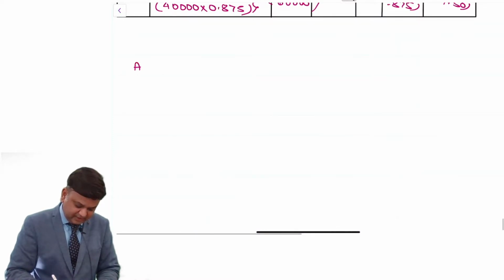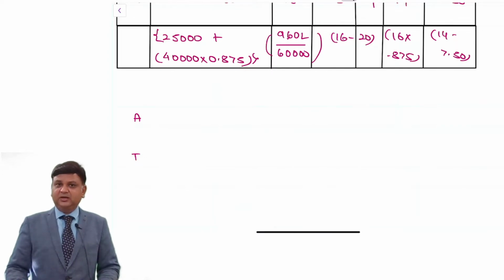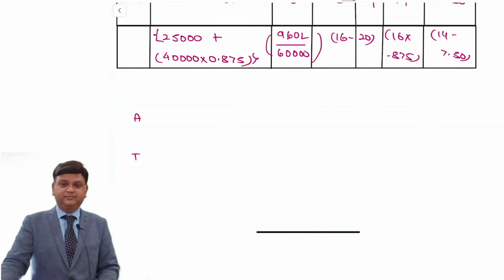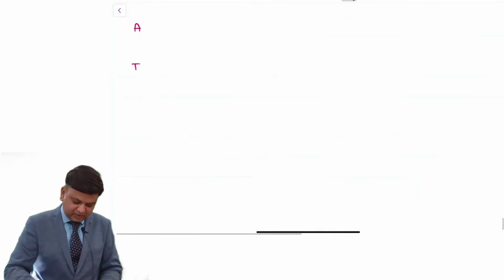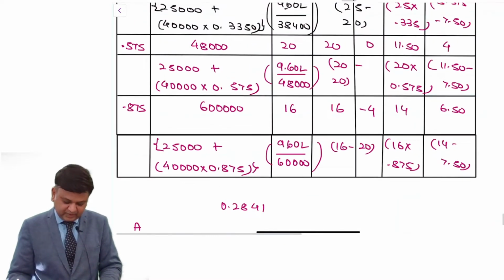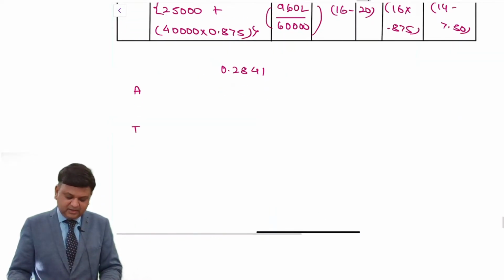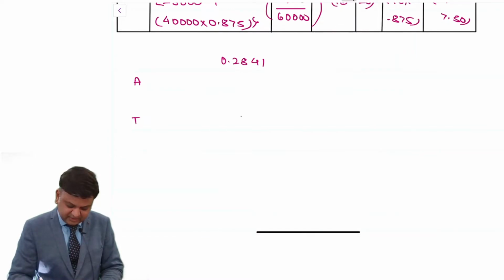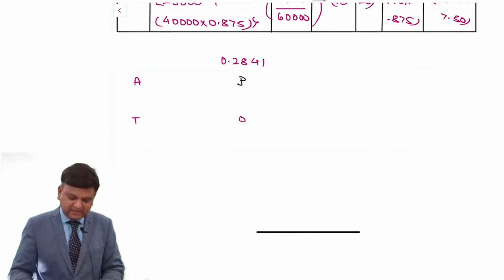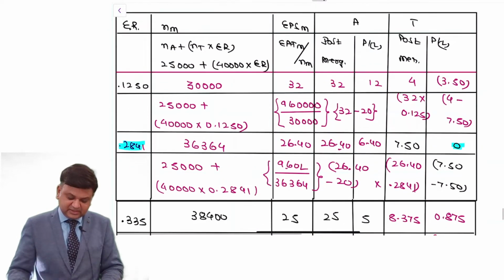I want you to tell me what is the minimum required exchange ratio by T Limited so that its EPS is not diluted. The answer is over here. We understand 0.2841. When exchange ratio is 0.2841, the target limited is at break-even point, and the acquiring company is having a profit. As far as the acquiring company is concerned, it has a profit of 6 rupee 40 paise.